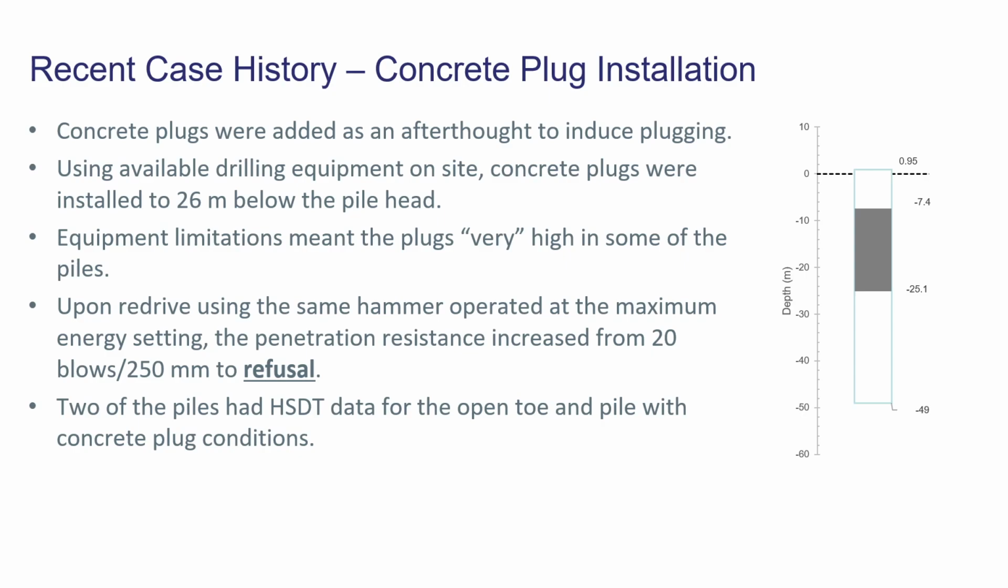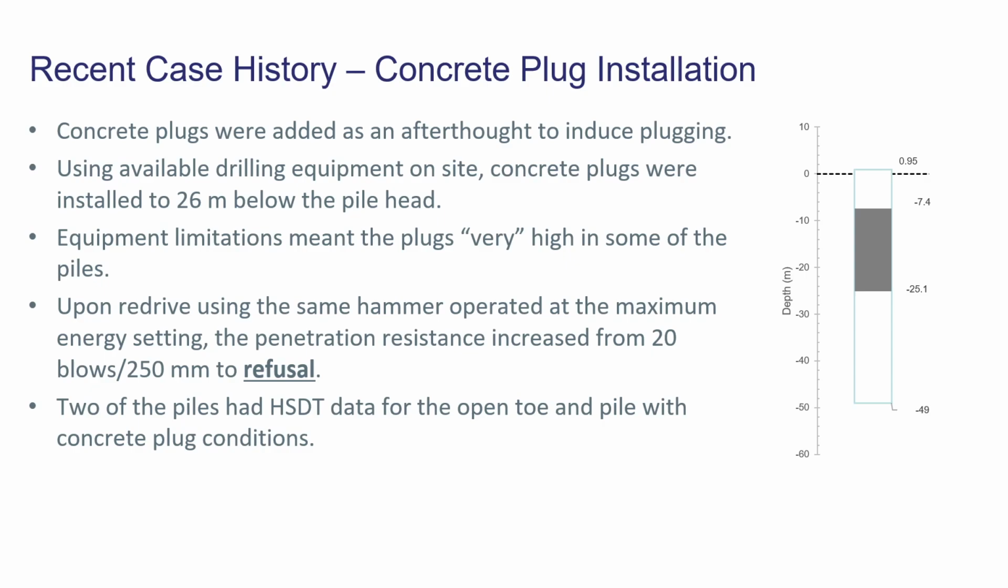So the concrete plugs were added, I'm going to use the term, as an afterthought to induce plugging. I think it's a great idea here, right? The challenge on this particular project, though, once the pile's already in the ground some depth, depending on what equipment's available, that has an effect on how deep we can clean out the pile. So in this particular case, they were only able to install the plugs to about 26 meters below the pile head, right? As opposed to the example we had where we had the plug 1.5 meters from the toe, this plug is way the heck up in the pile.